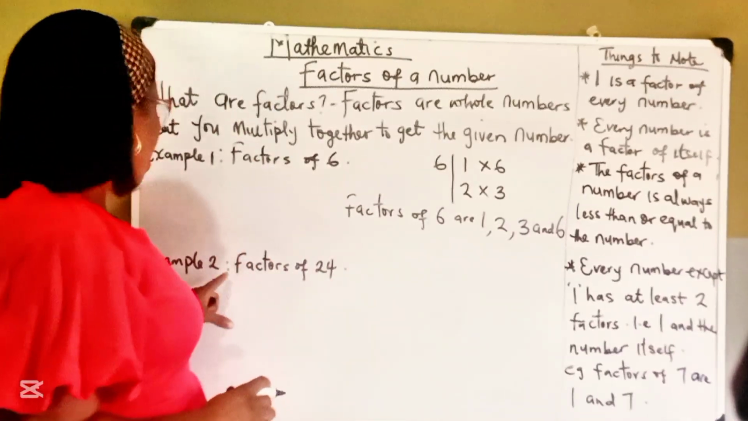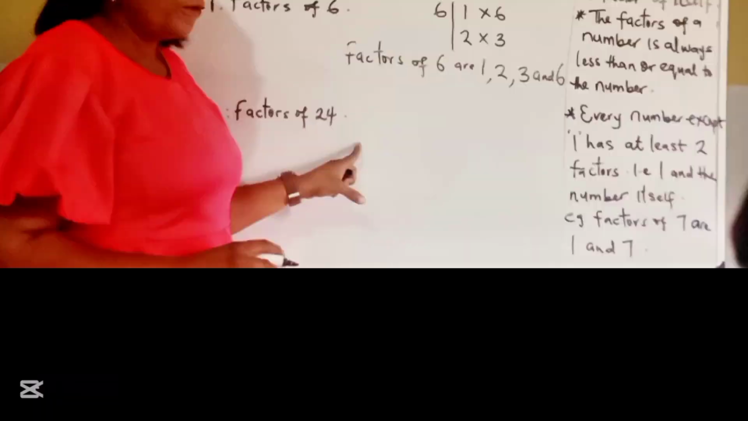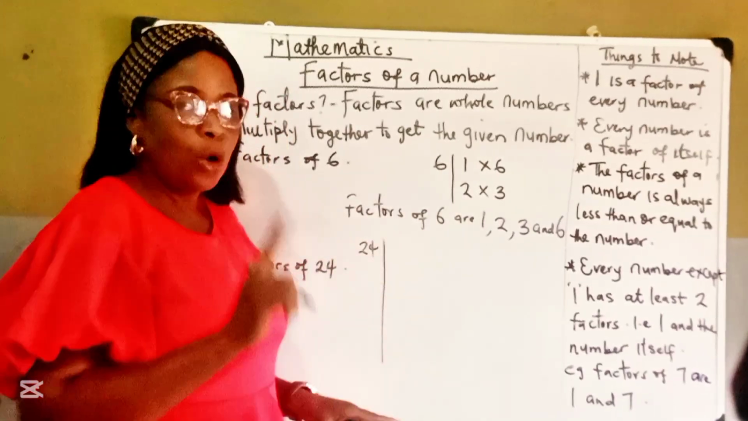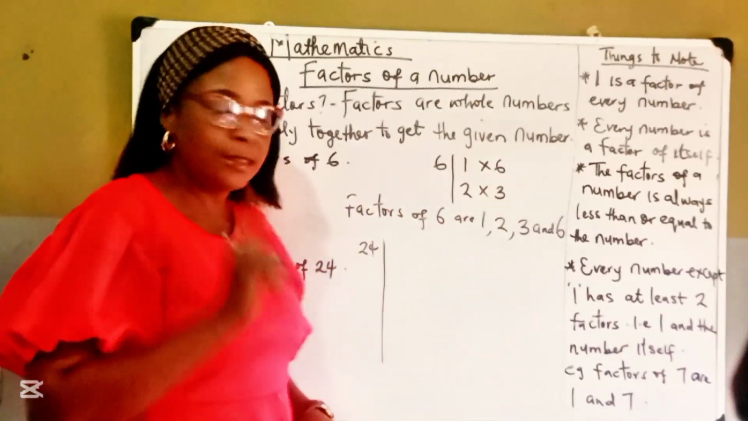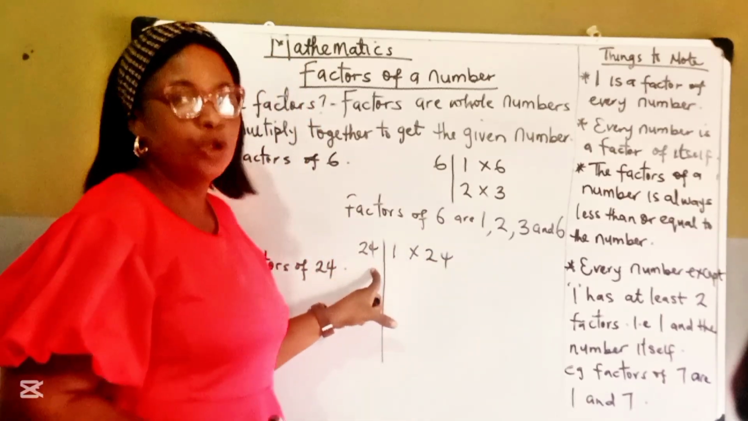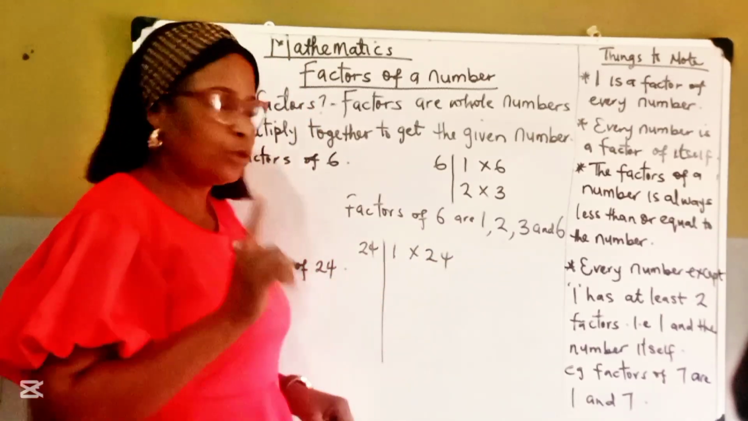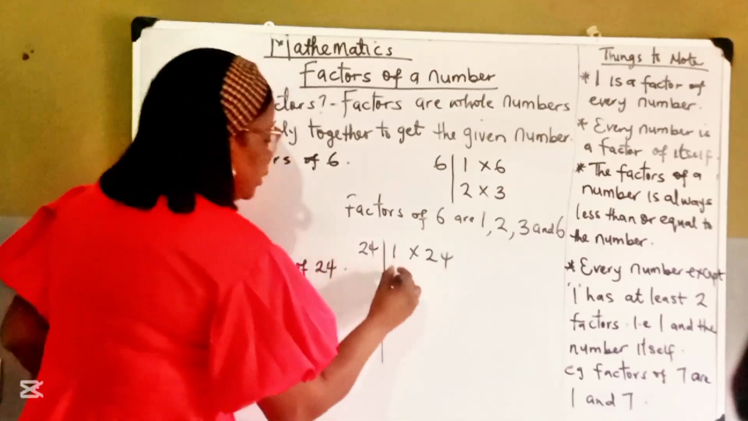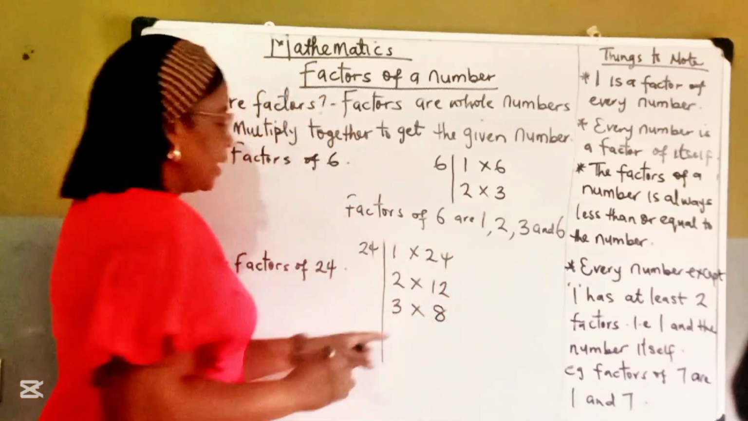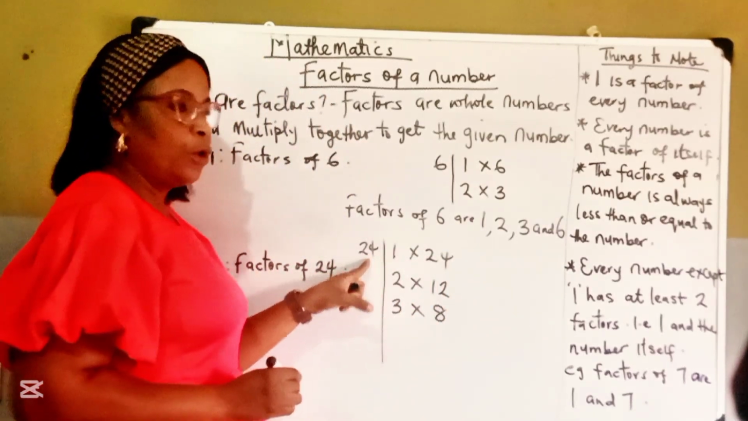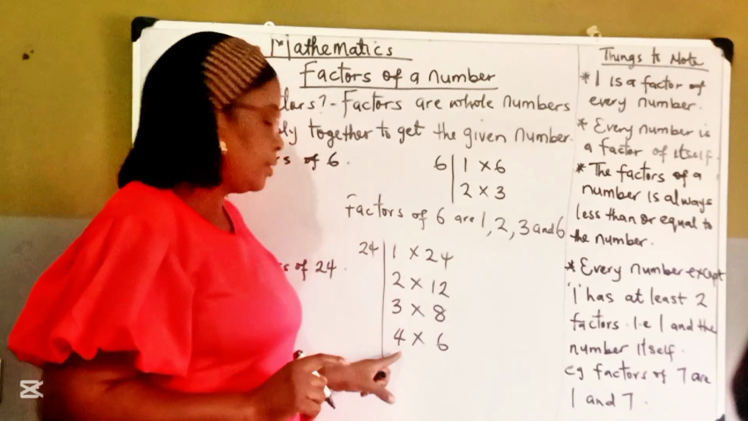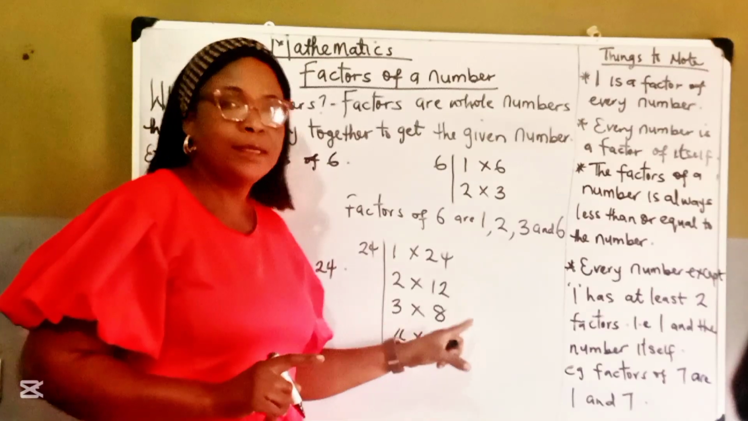Example number 2. What are the factors of 24? First of all, we make our line. Write our 24. 1 times the number itself. So 1 times 24 gives you the number 24. What number can you multiply to give you number 24? Then 2 times 12 will give you the number 24. 3 times 8 will give you the number 24. 4 times 6. The next number you have is 6 times 4, but you already have 4 times 6.